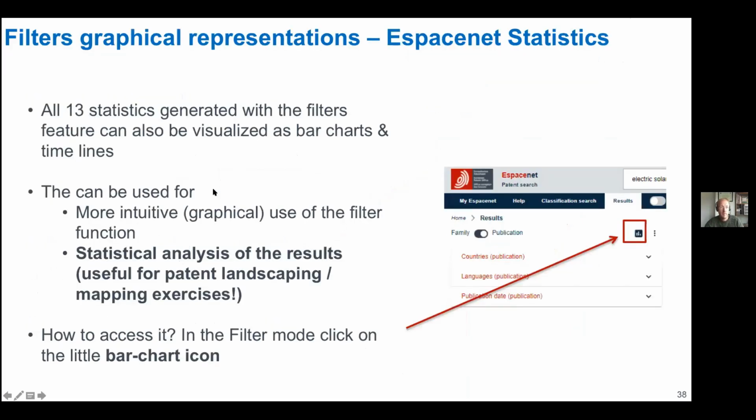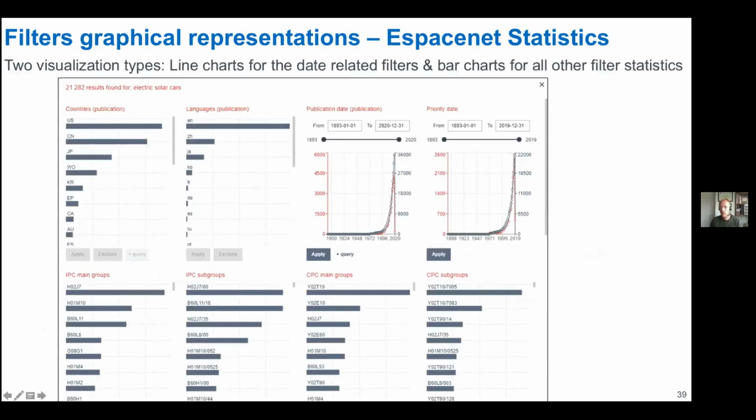And yeah, all these filters can also generate statistics. It's a bit of a hidden feature. That's why I'm showing it to you, especially in the database. This is interesting if you want to do some statistical analysis, if you want to use the information for reports or documents later on, or even for patent landscaping exercises. There's a little chart icon, you can click on it, and then you will get statistics. As I said before, it's all free. This database is free of cost, so you get some quite nice statistics, which you can also export later for your documents.